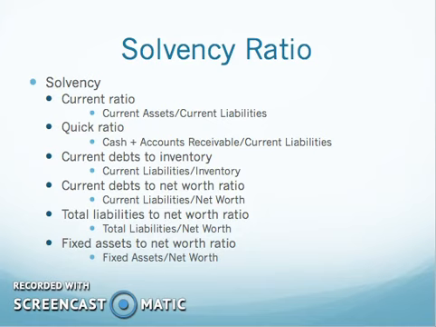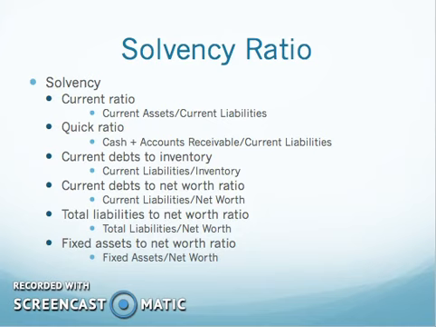The 6 key financial ratios used to measure solvency include current ratio, quick ratio, current debts to inventory, current debts to net worth ratio, total liabilities to net worth ratio, and fixed assets to net worth ratio. As you can see, I've listed the formulas on how to acquire each of these ratios. The current ratio quantifies short-term solvency and helps compare assets to liabilities. The quick ratio, also known as liquid ratio, reveals a company's reliability on inventory and other forms of short-term debts.